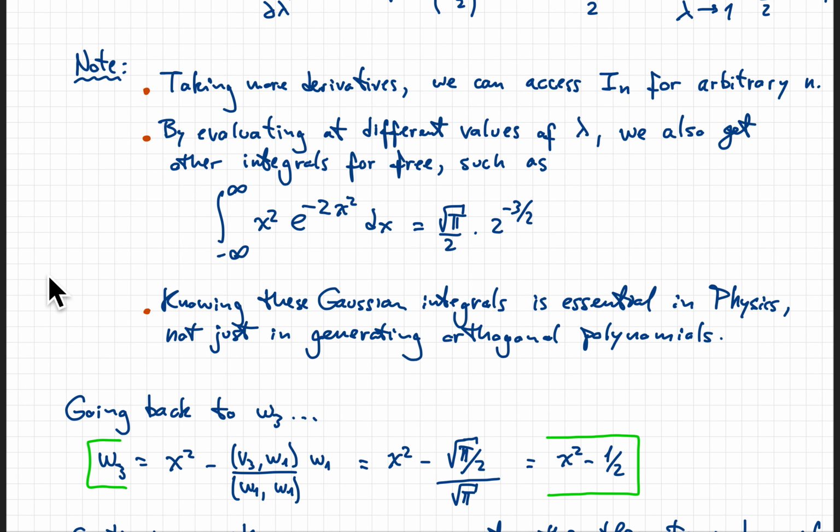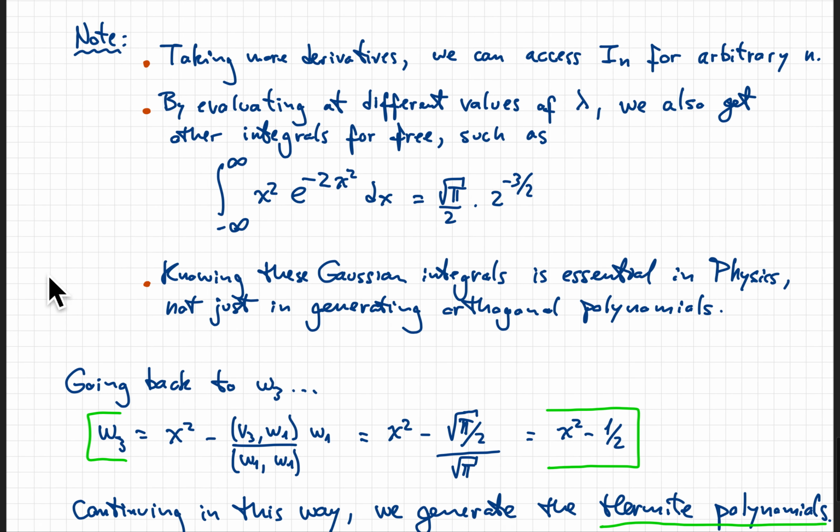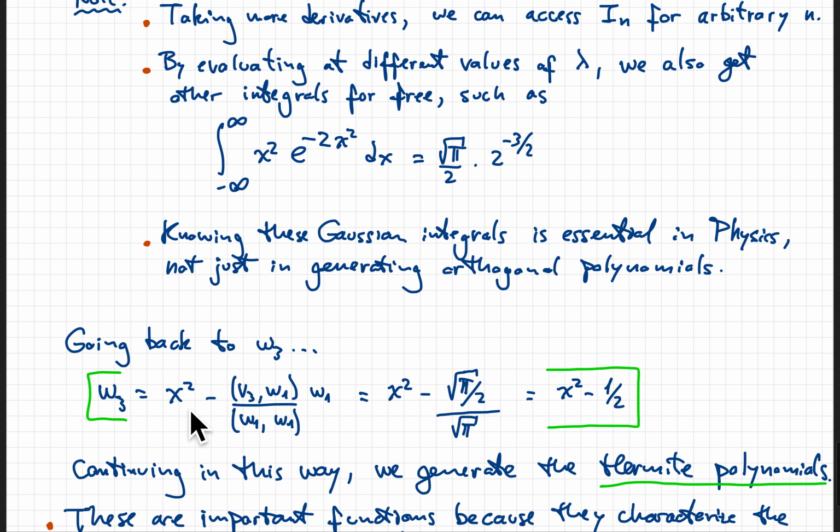Now going back to our W3, let's reassemble our results. We said W3 is V3, which is x squared, minus this contribution. Remember, the other one vanishes. So we have x squared minus square root of pi divided by 2 divided by square root of pi, which is this guy down here. And so it's just x squared minus 1/2. And that's all there is.